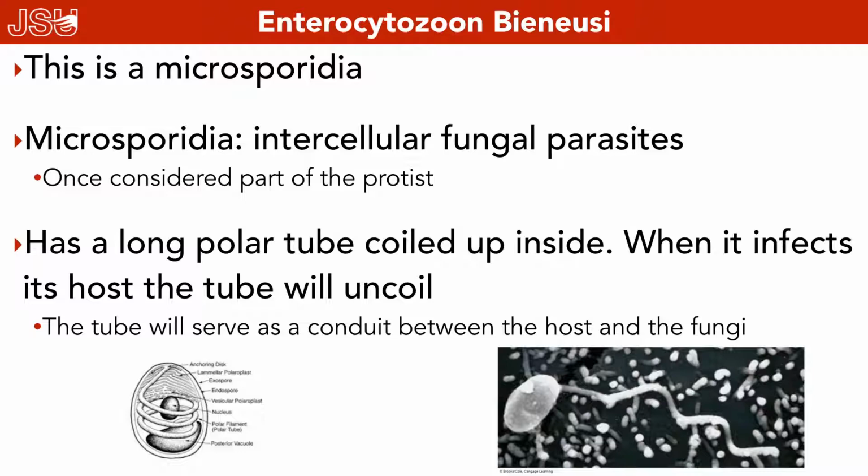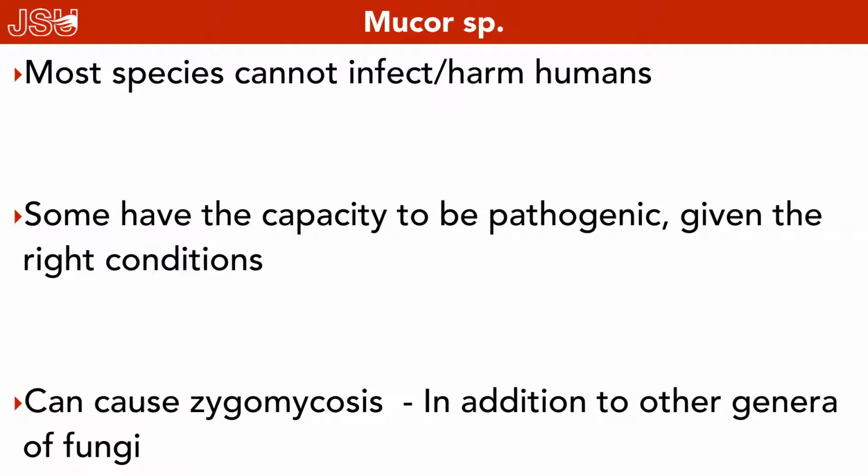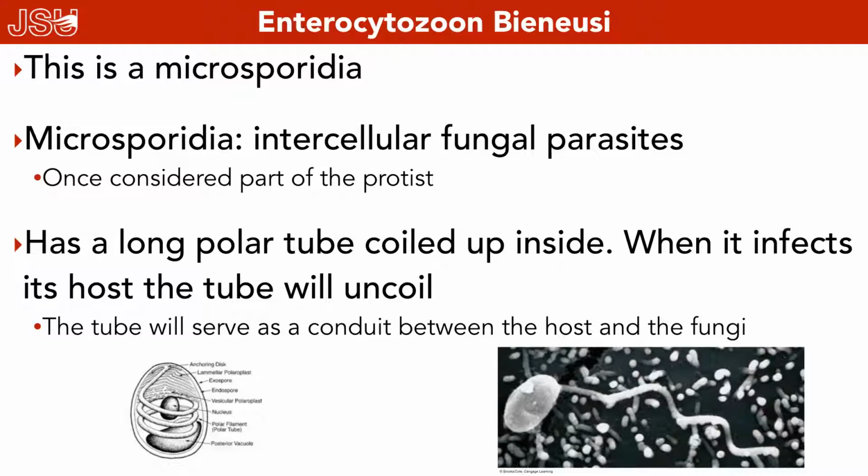How does it work? Let me go back here. What does it do? Where do you find it? Intestines, okay. And what does it have in it that comes out? Like a coil, right? It's spring-loaded and it comes out and sits in between the villi, and it uses that as a conduit for nutrients. So if you go back to this picture, it's going to use that as a conduit to move nutrients into the fungus. But really common to see this in people with HIV. I think it was identified in 1985 in someone with HIV.